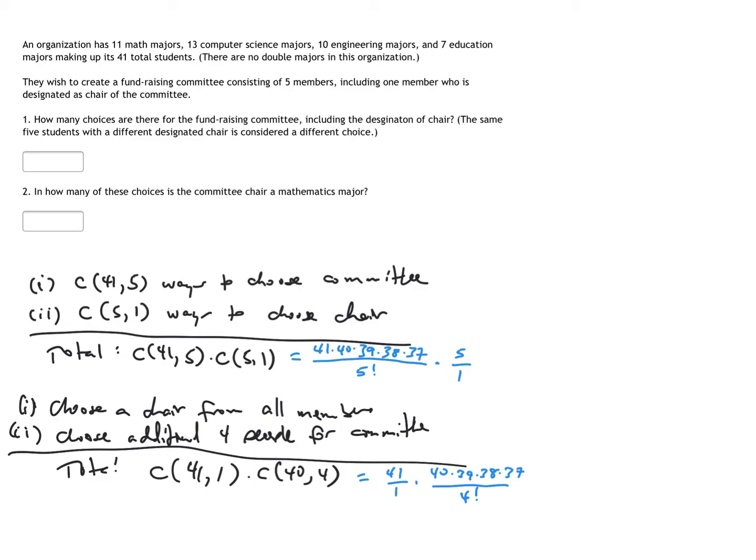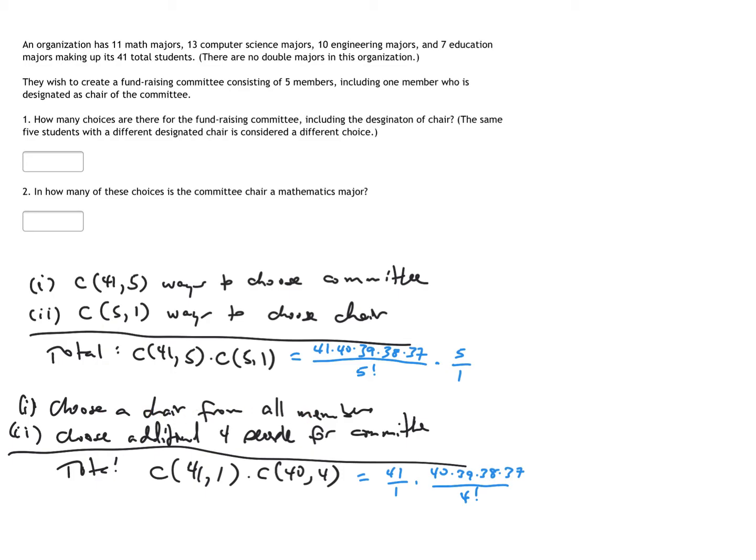The second question: how many of these committees have a committee chair who is a math major? Only one of these algorithms is easy to modify. The second one is easy to modify, because the restriction is on the committee chair having a specific status. That's the most restricted part of the problem, and in this algorithm, I'm doing that step first.